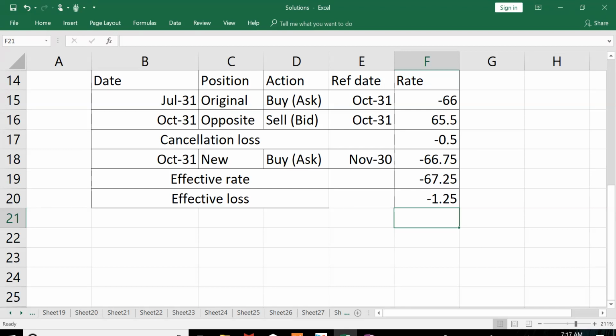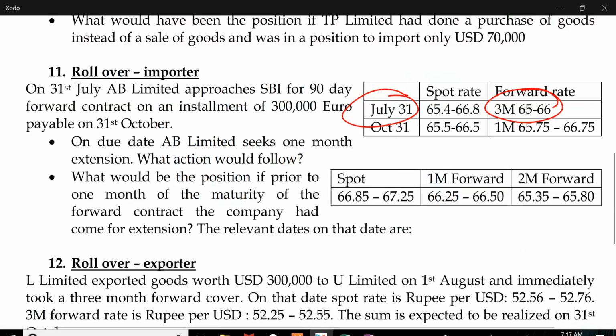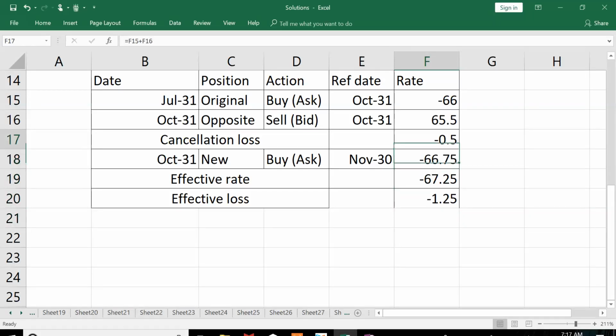That is through two stages. One is on cancellation, second extra 75 paise for the extension of the contract. So the real loss is 1.25. The question will keep asking, they'll say what is the loss or gain due to extension. You write both cancellation loss as well as effective loss. You can put 0.5 in bracket.